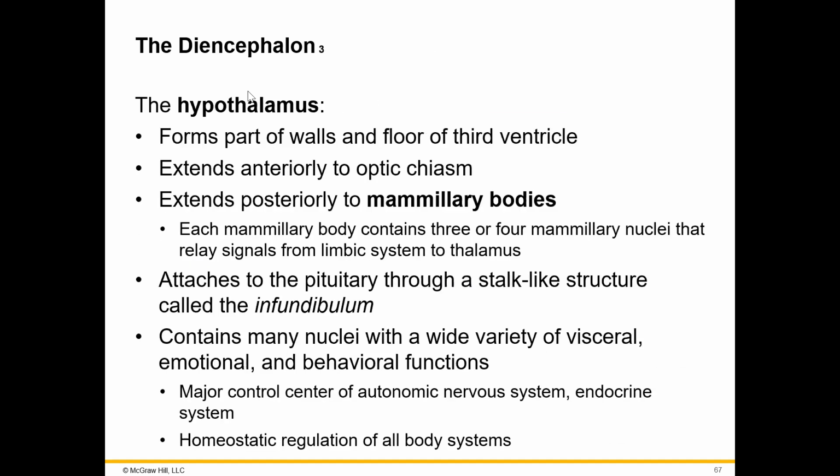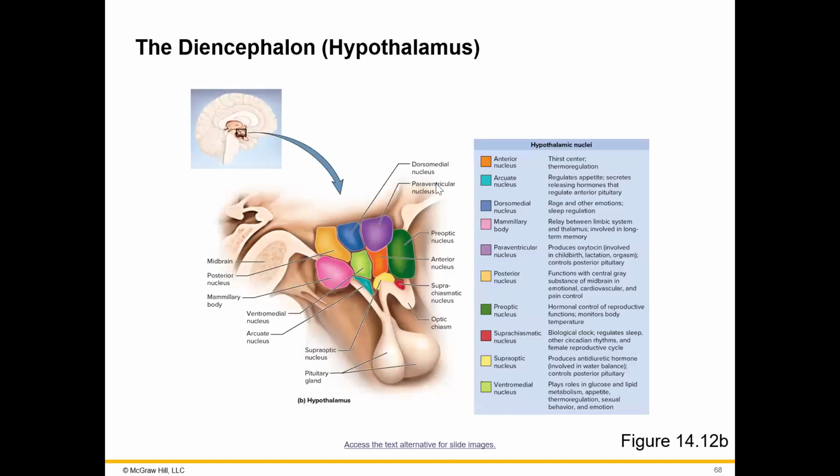The hypothalamus is very important. It has so many centers. It has so many nuclei. A nucleus is like a center. Center for thirst, center for milk ejection, you have your ventromedial nucleus, supraoptic nucleus, the suprachiasmatic nucleus, and these are all important.